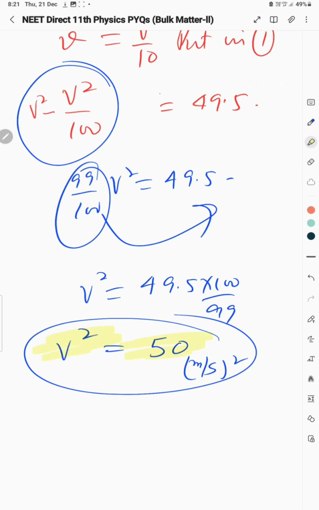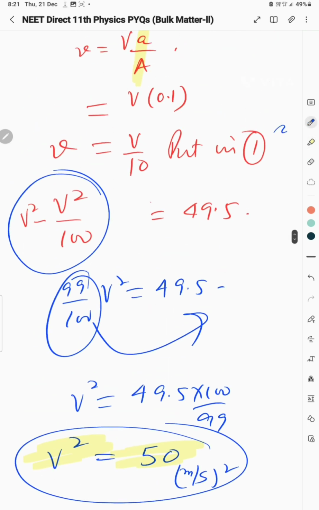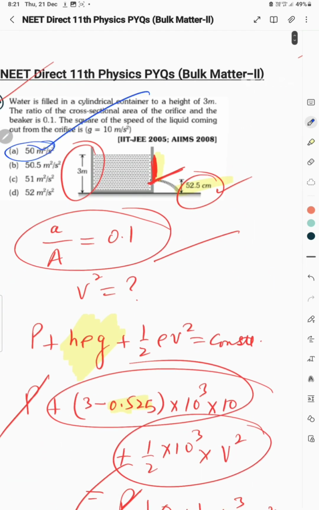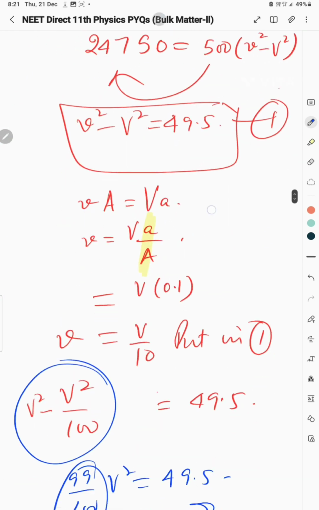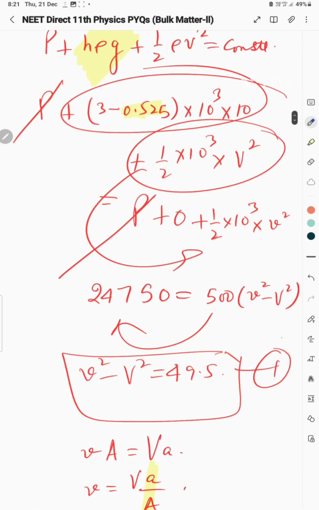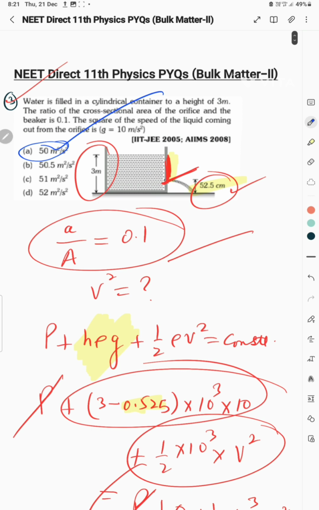Now let's check out which option is 50. And here, 50 means option A. So finally I conclude that A is the correct option for this problem, right?